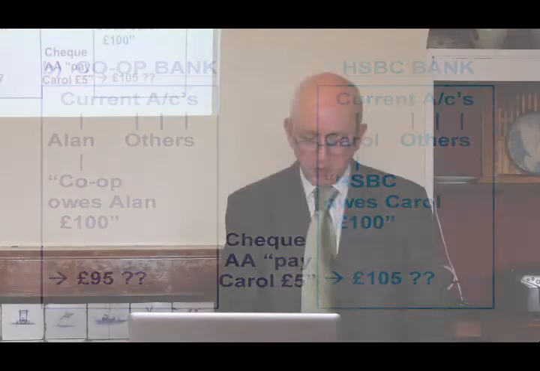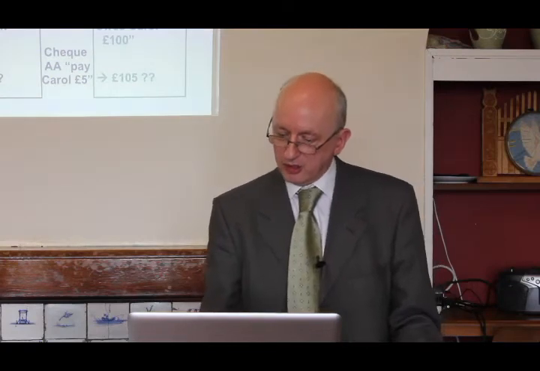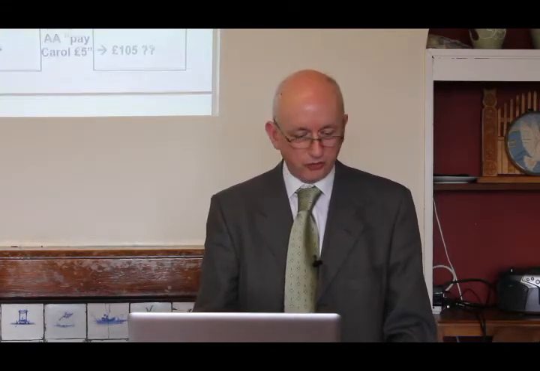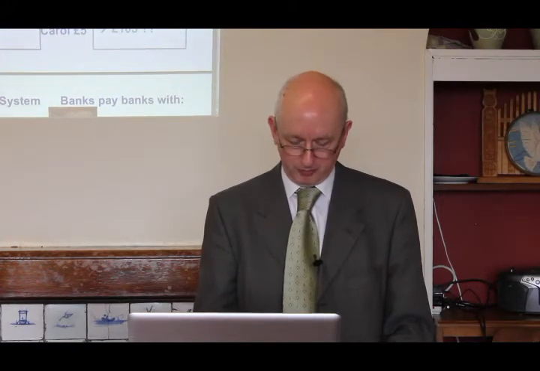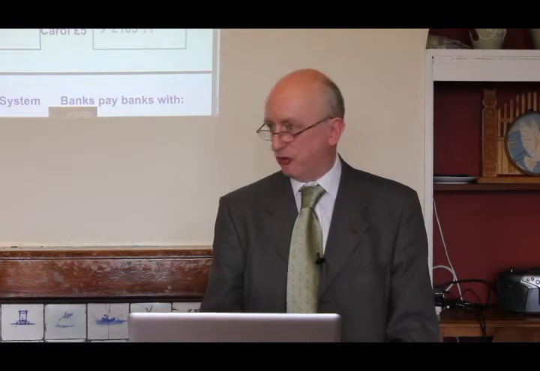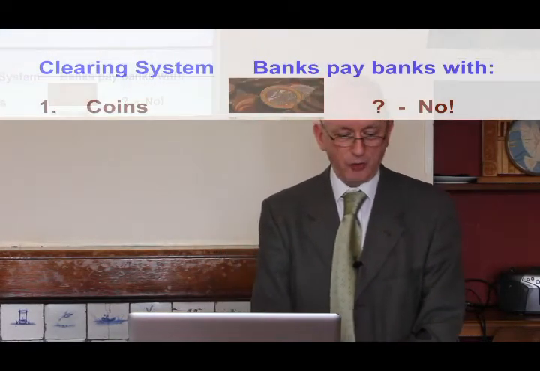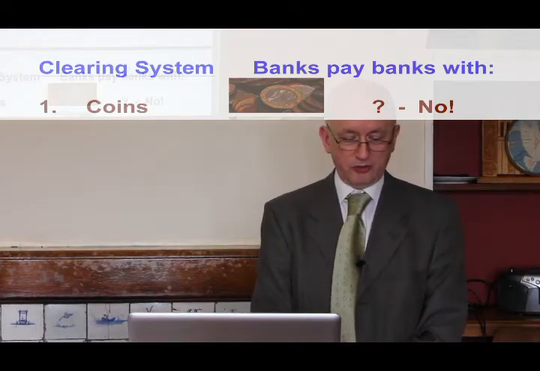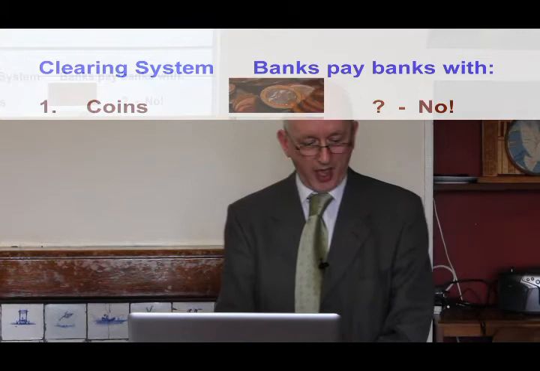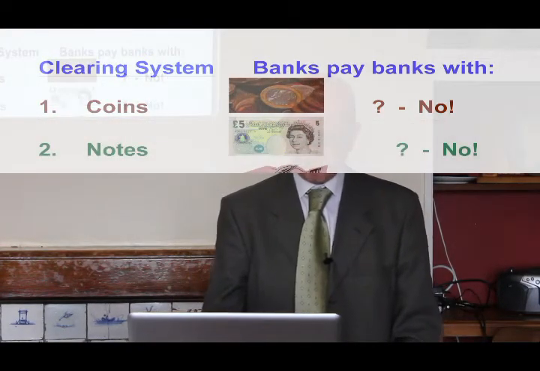So what sort of money is transferred from the Co-op to HSBC to sort this out? Well, of course, we know that it goes through what's called the clearing system, or most people may have heard of that. But how does that work? What do banks use to pay other banks? Is it coins? Well, no, of course, that would be ridiculous to have lorry loads of coins driving between head offices of the various banks. And it would be almost as silly to do it with notes.